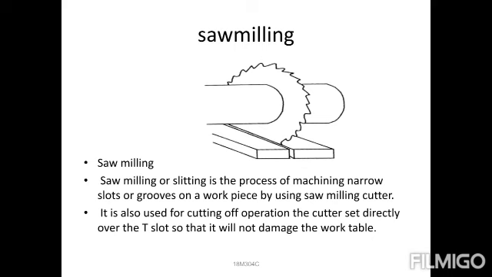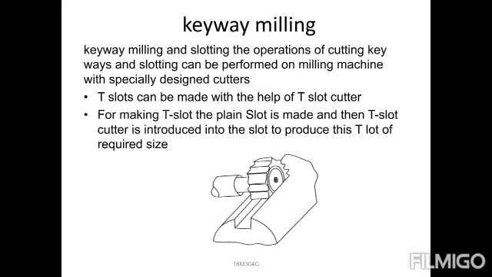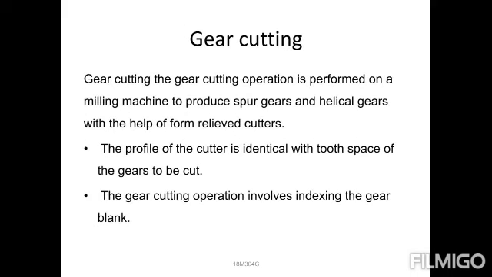Next operation is keyway milling, right? Keyway milling is a milling and slotting operation for cutting keyways, and slotting can be performed on a milling machine with specially designed cutters. T slots can be made with the help of a T slot cutter. For making a T slot, a plain slot is made first, and then the T slot cutter is introduced into the slot to produce this T shape. You can observe the T shape cutter also provided, right?